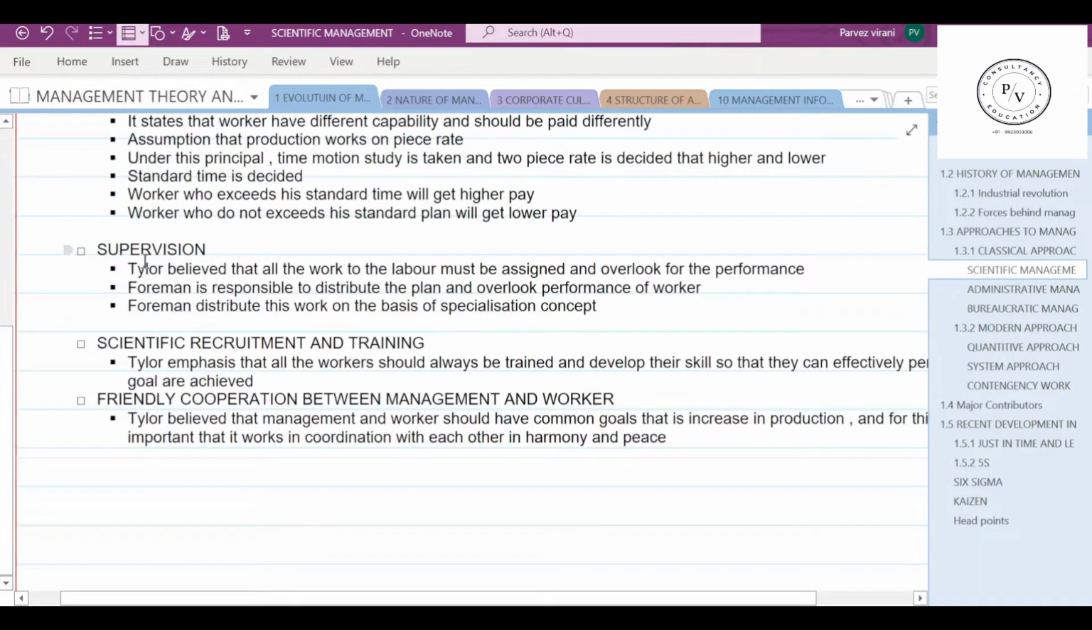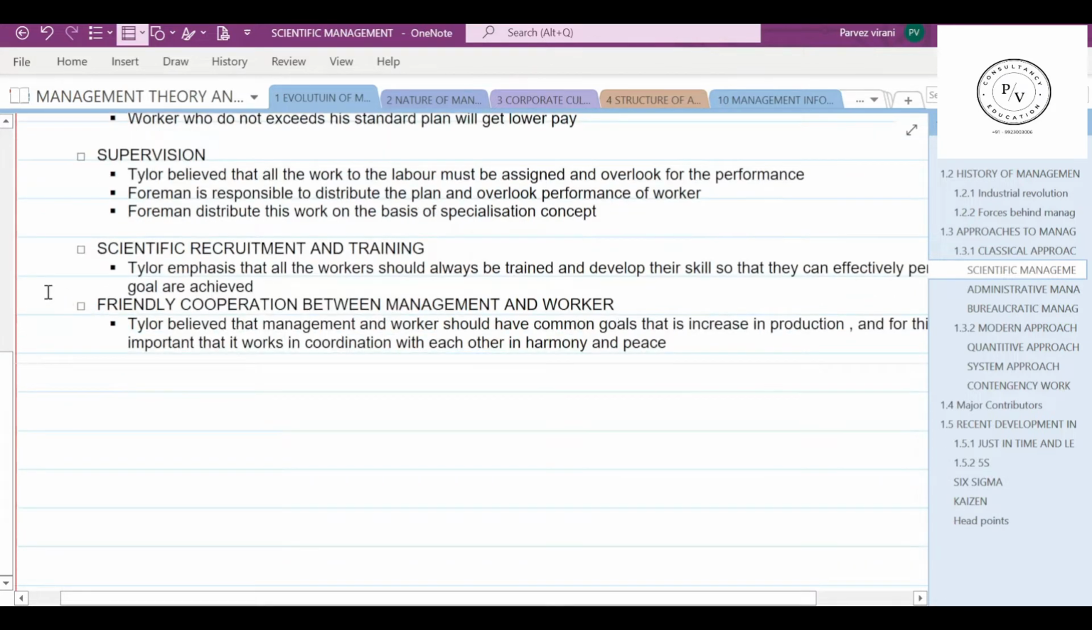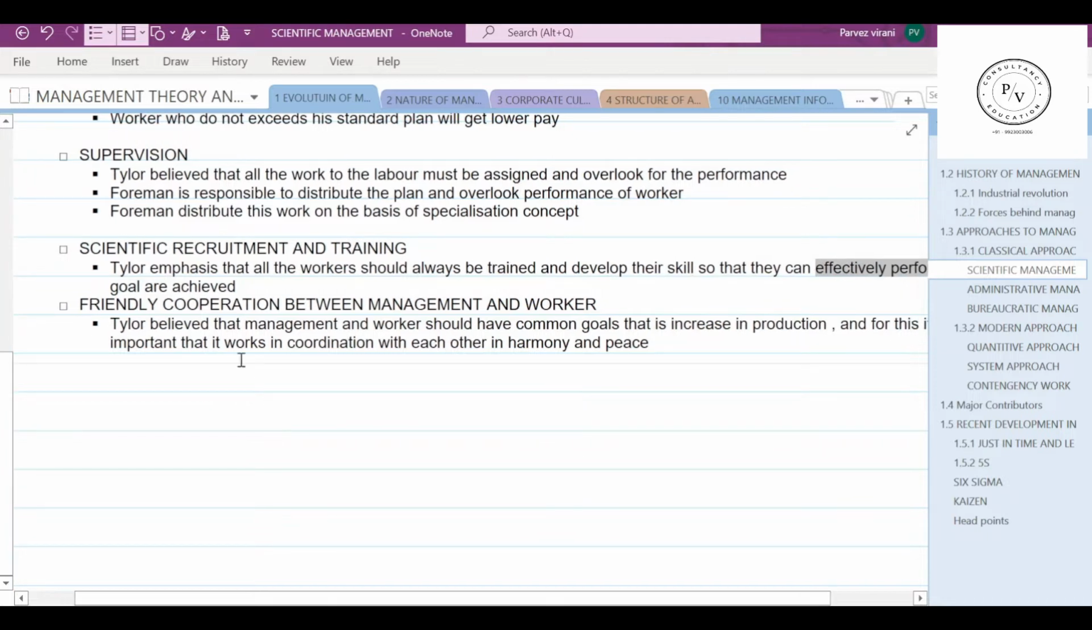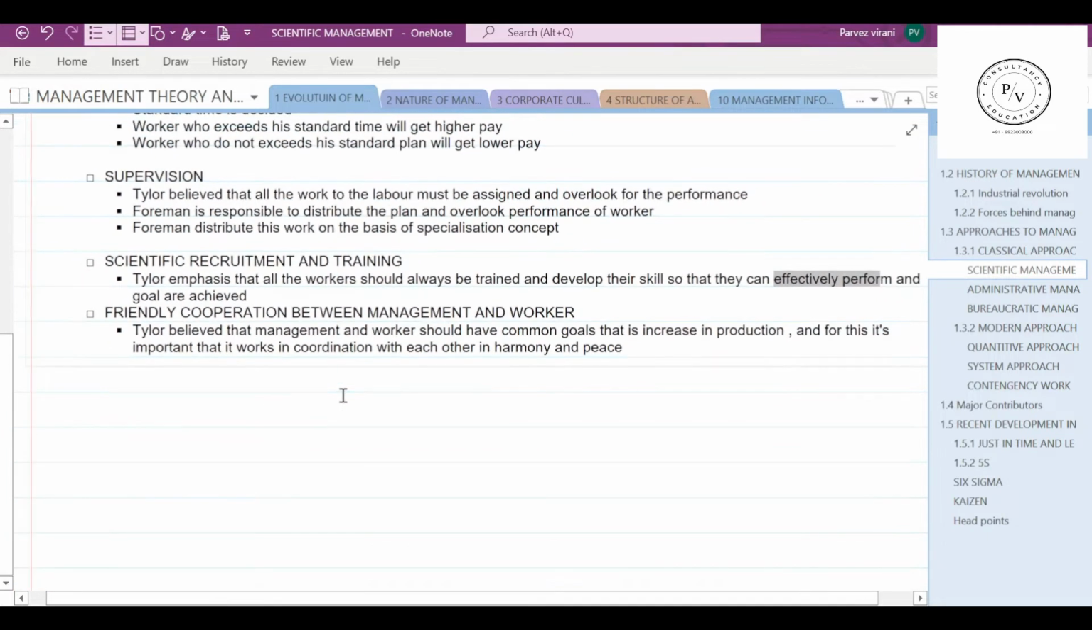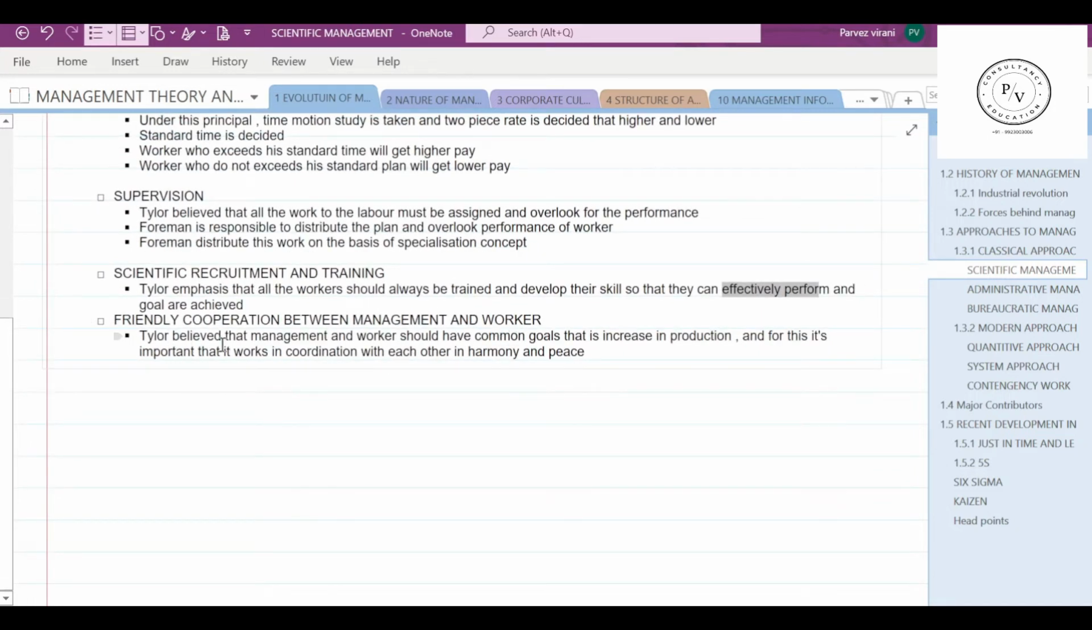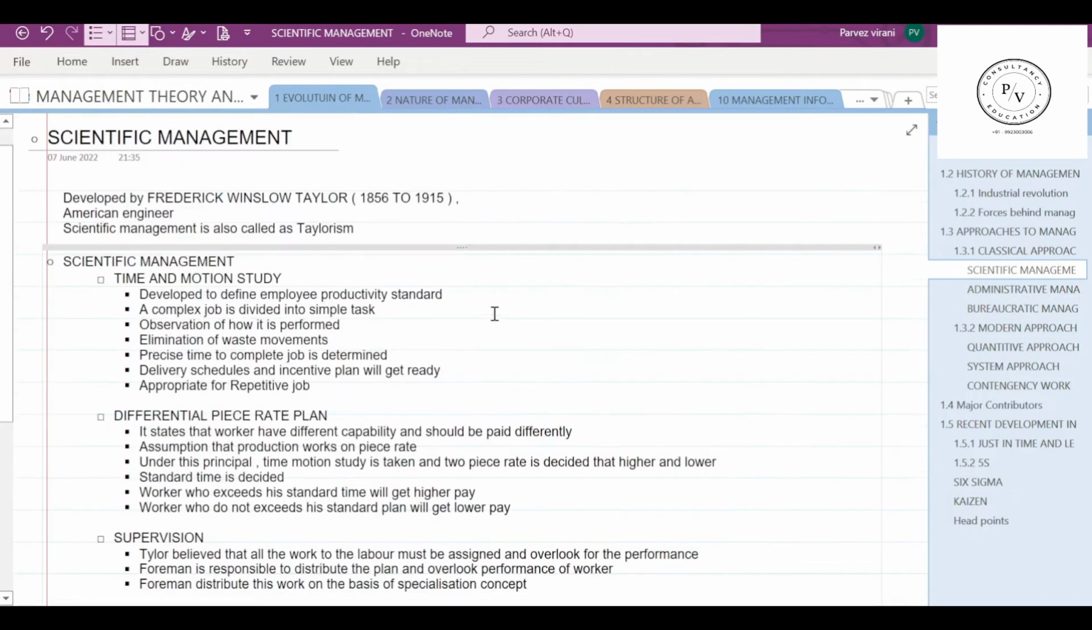Supervision. Taylor believed that all the work of the labor must be assigned and overlooked for performance. The foreman is responsible for distributing the plan and overseeing the performance of workers. The foreman distributes work on the basis of the specialization concept. Scientific recruitment and training. Taylor emphasized that workers should always be trained and their skills developed so that they can effectively achieve the goals. Friendly cooperation between management and workers. Taylor believed that management and workers should have common goals, that is, an increase in production, and it is important that they coordinate with each other in harmony and peace. ठीक है, तो ये है हमारा साइंटिफिक मैनेजमेंट.